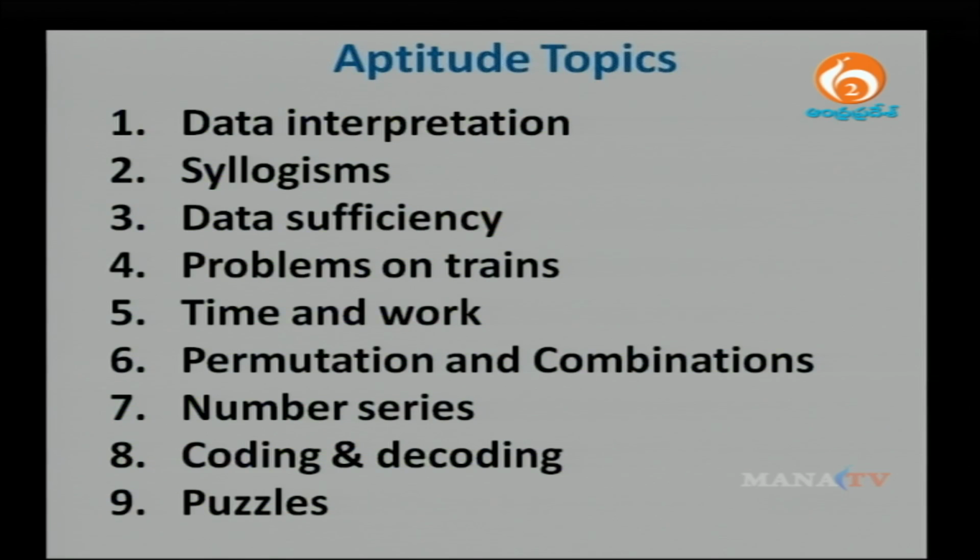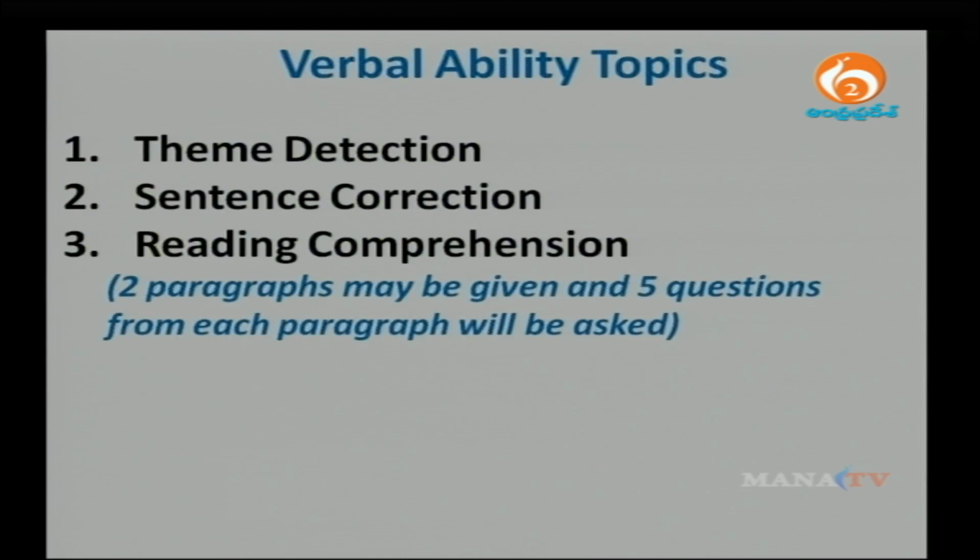Aptitude, you will have questions on data interpretation, syllogism, data sufficiency, problems on trains, time and work, permutation combination, number series, coding and decoding, and puzzles. And for verbal, you will have questions on theme detection, sentence correction and spotting errors. Reading comprehension, you may get 2 paragraphs with 5 questions each. Please read the questions carefully before you answer. Please do not spend too much time on one question because you have limited time and there is no negative marking. So please be sure of what you're answering.